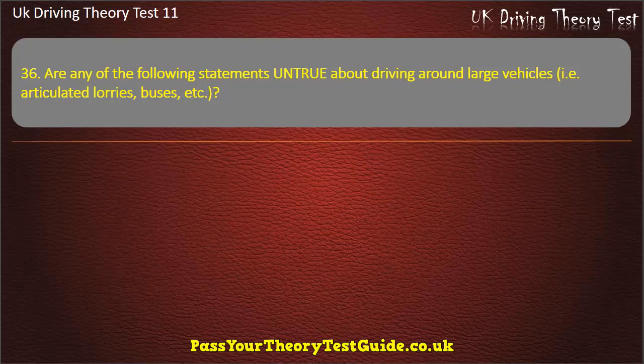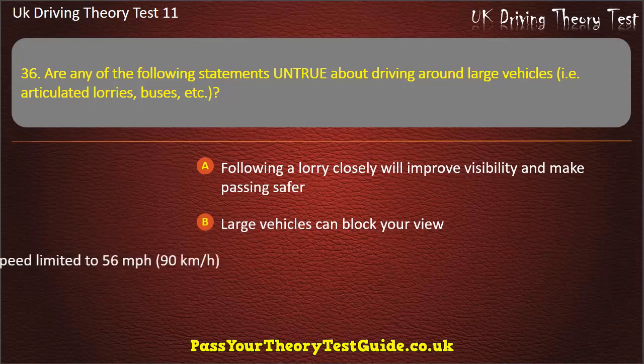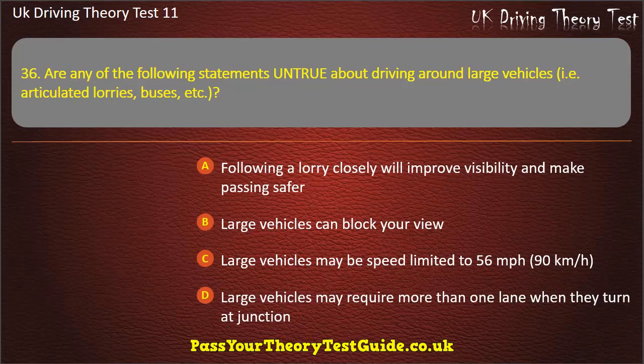Question 36. Are any of the following statements untrue about driving around large vehicles, that is articulated lorries, buses, etc.? Following a lorry closely will improve visibility and make passing safer. Large vehicles can block your view. Large vehicles may be speed limited to 56 miles per hour, 90 kilometers per hour. Large vehicles may require more than one lane when they turn at junction. Answer. Following a lorry closely will improve visibility and make passing safer.